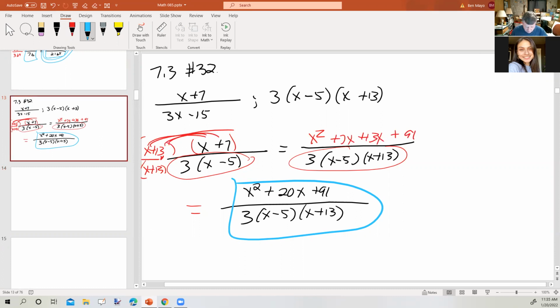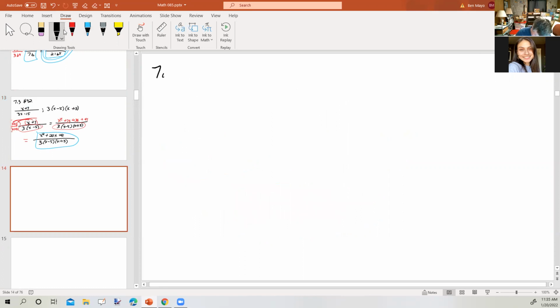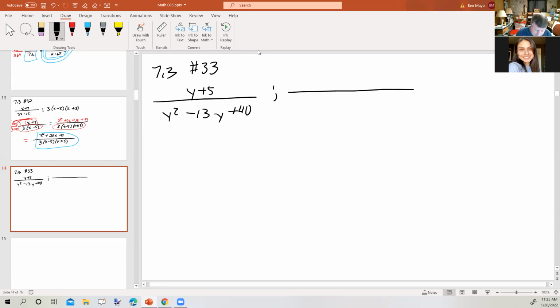Yes, thank you. And we're going to go on to number 33. Basically the same idea. We've got y plus 5 over y squared minus 13y plus 40. And our new denominator is to be 6y, y minus 8, y minus 5. Okay, let's see if I can make enough room this time.